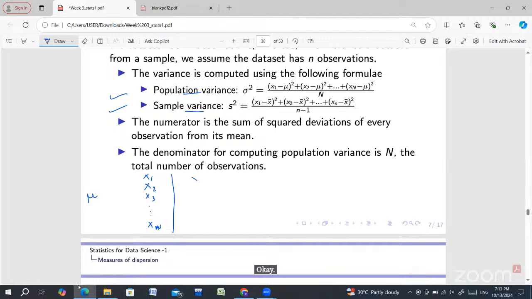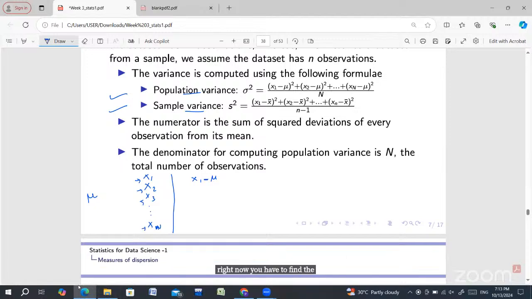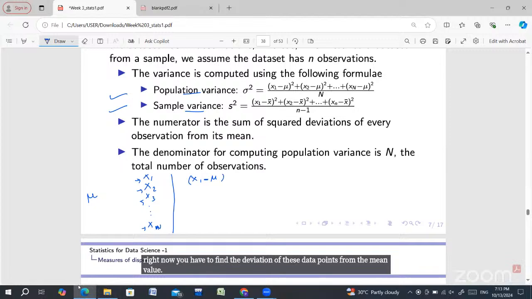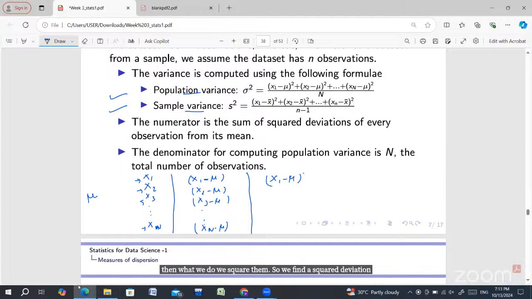First of all, we will find the deviations. These are your data points, and now you have to find the deviation of these data points from the mean value. So x1 minus mu, then x2 minus mu, then x3 minus mu, up to xn minus mu. Then we square them, so we find the squared deviations.